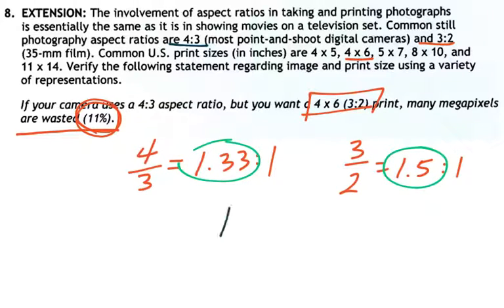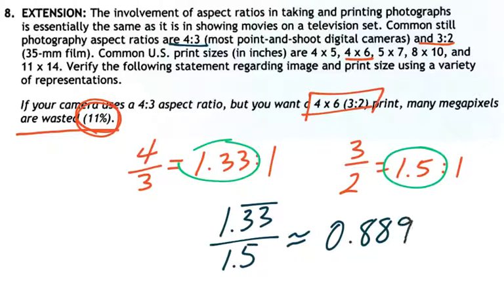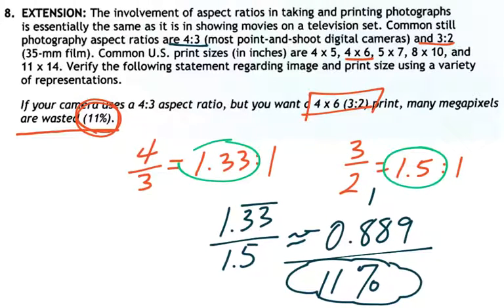and we have 1.33 repeating divided by 1.5, and we get approximately 0.889, which is about 11% when you subtract from 1. 1 minus 0.889 is about 11%. So that is how we get the 11%. Let's try this again.